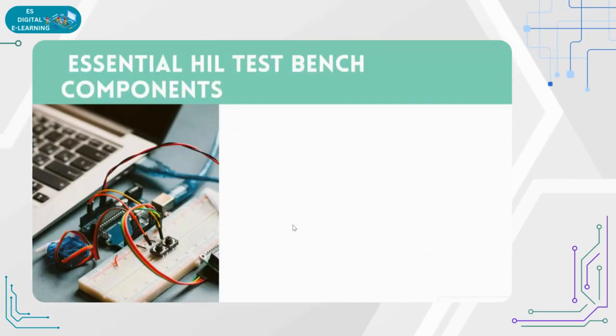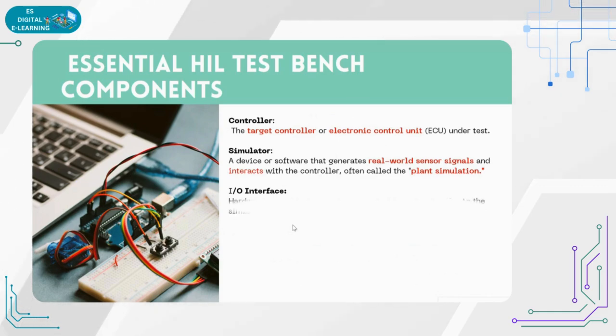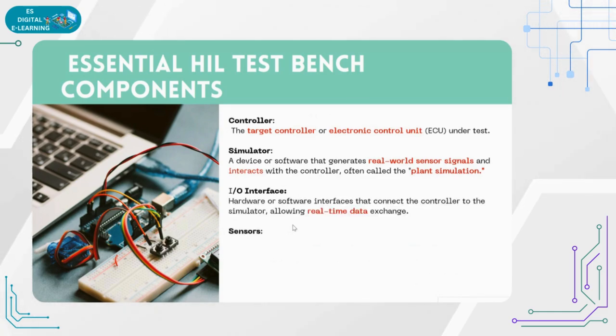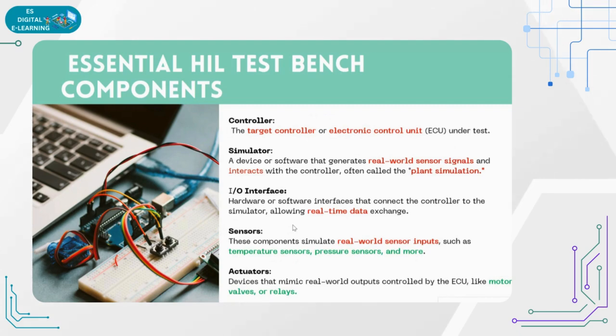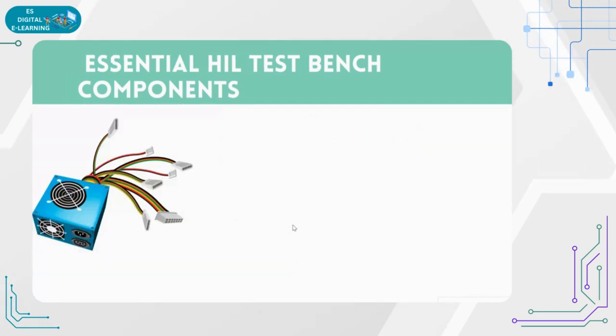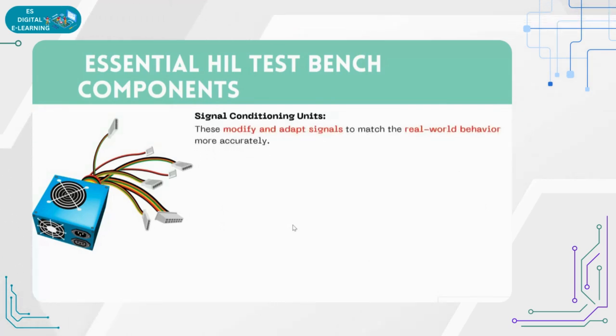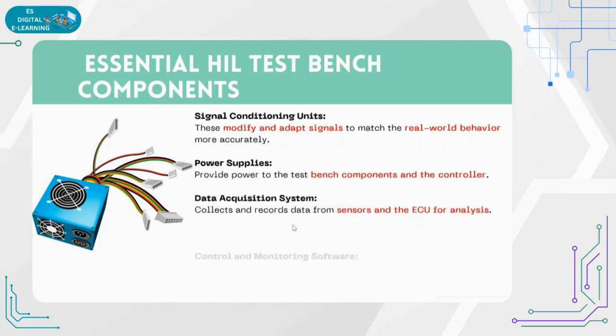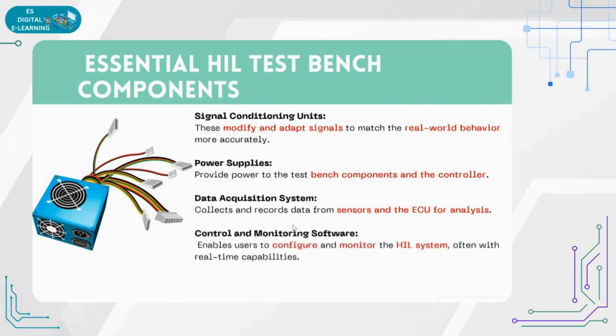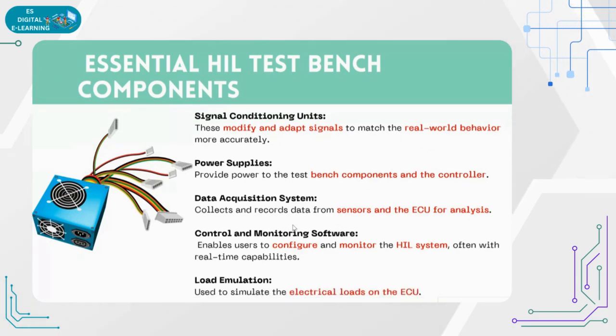And what are the essential components? The controller, simulation, I/O interface. I have given brief points here about what a controller is, what a simulation is, what the I/O is, what the sensors are, and what the actuators are, like relays, motors, switches. Other things are the signal conditioning unit and power supplies, and the data acquisition system, which is collecting and recording the data, and monitoring software, so configuring and monitoring the system. And load means externally we need to connect some loads to the ECUs.